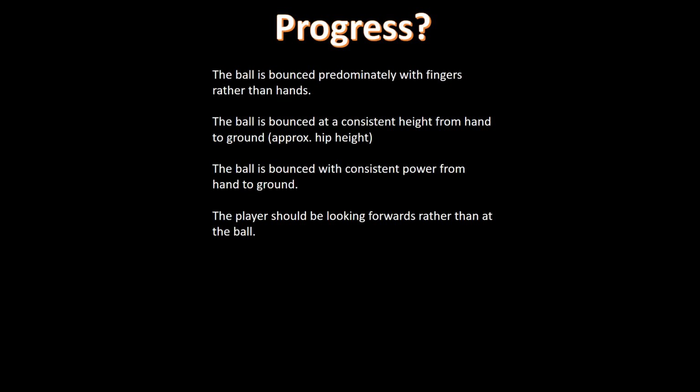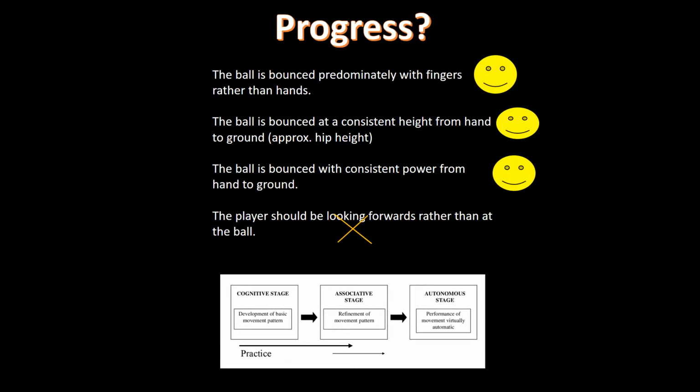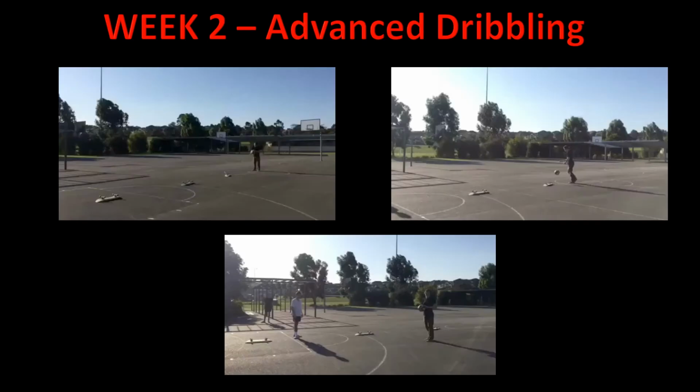After the first week, we analysed and used the 4 dot points of proficiency to measure Mark's progress. We see here that he's got 3 out of 4. Though this is good progress, we put him in the associative stage of learning, which is refinement of the movement pattern. In week 2, we included more advanced skills in order for him to fully complete and become proficient.